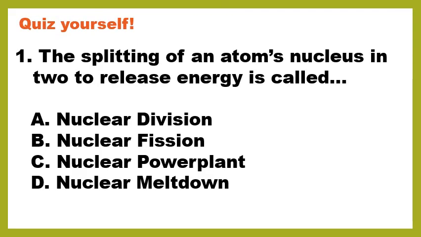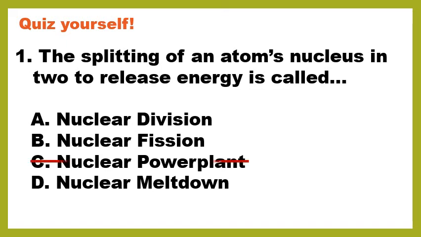All right, let's end with a quiz. The splitting of an atom's nucleus in two to release energy is called A, nuclear division, B, nuclear fission, C, nuclear power plant, and D, nuclear meltdown. 5, 4, 3, 2, 1.